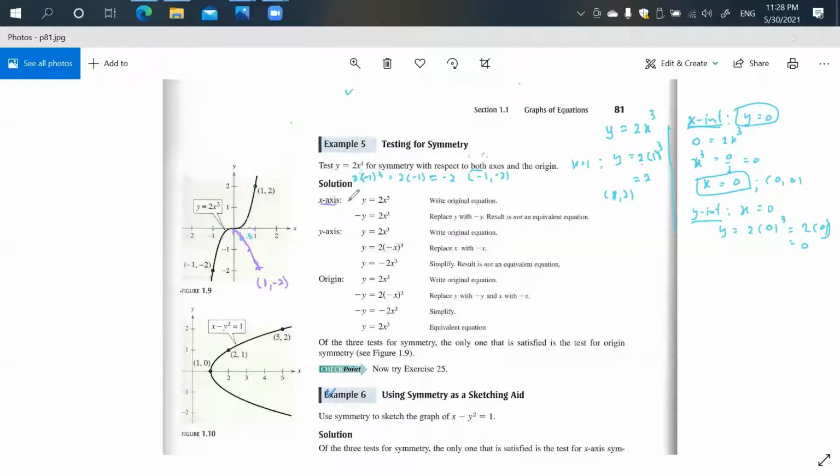Now this question just shows you only the side. So y becomes negative here, but the x is the same, nothing changed. So in this case you see these two are not equal, right? That's not equal because this one has a negative. That's why they said the result is not an equivalent equation. That's the way if they find symmetry with respect to the x-axis.